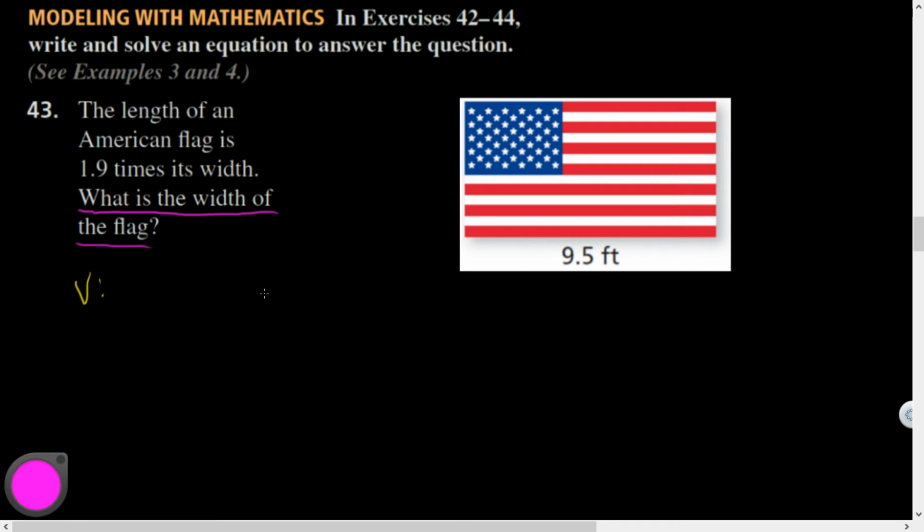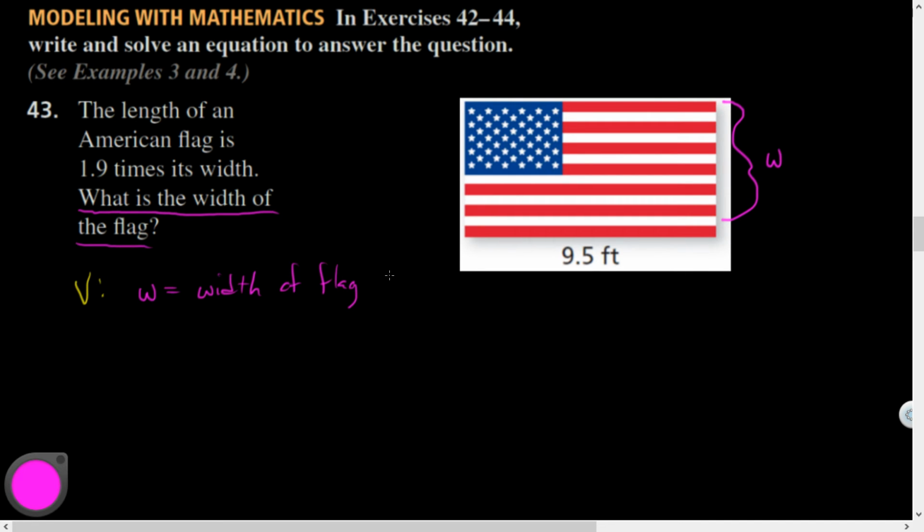I feel like this is actually weird. Well, it says, what is the width of the flag? I feel like this is the width, right? Or they're calling that the length because the length is longer than the width. So they're calling this the width, the dubs. And so the width of the flag is going to be my variable. I get my variable right from the question. W equals width of flag.